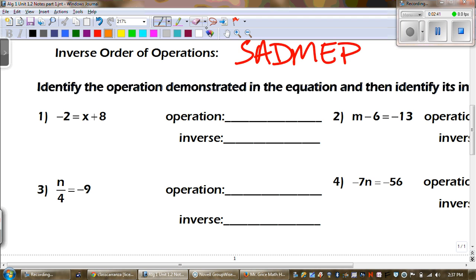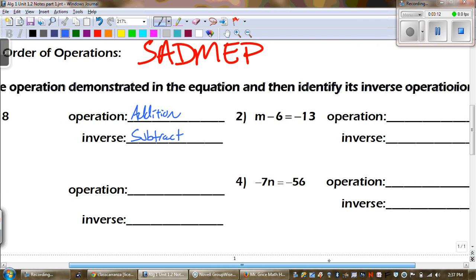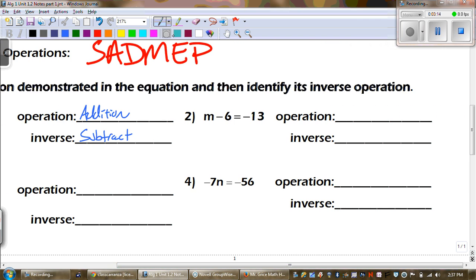One of the things that I always like to do is draw a line down the middle so I can see the two different sides of the equation. There's my variable. What operation is on the same side as the variable? Addition. So how would I get rid of that 8? I would do the inverse, which is to subtract. We don't have to solve. Now we're just trying to figure things out.